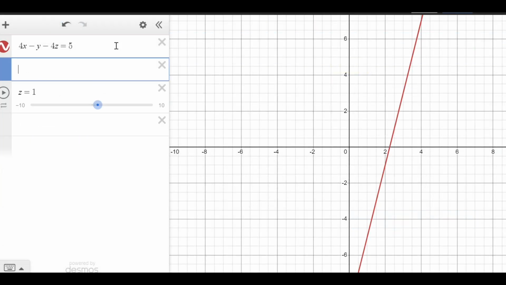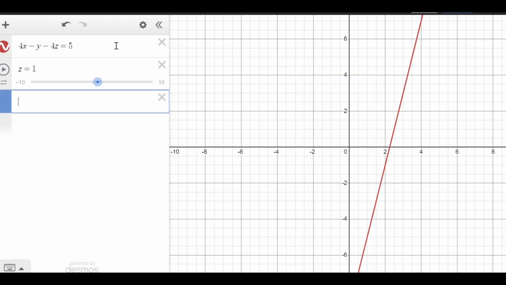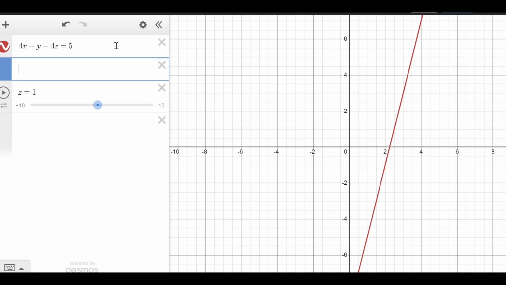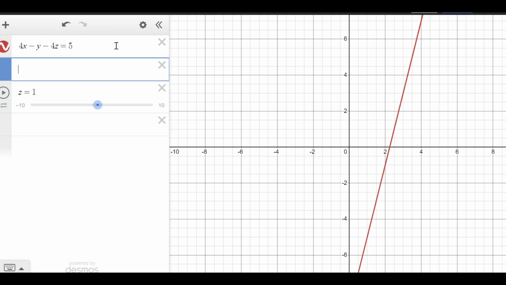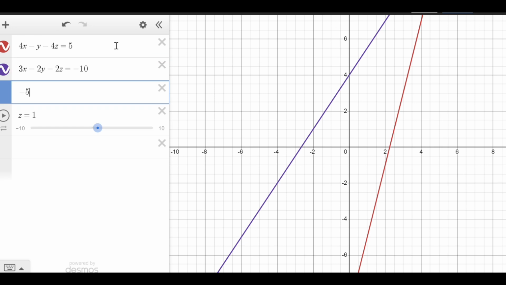So I'm doing number 7 to show you how to do a system of linear equations via graphing. I already put in my first equation. At first, it's going to give you a warning. It's going to ask you if you want to add a z slider, put yes. And then you can put in the other 2 equations before the slider.